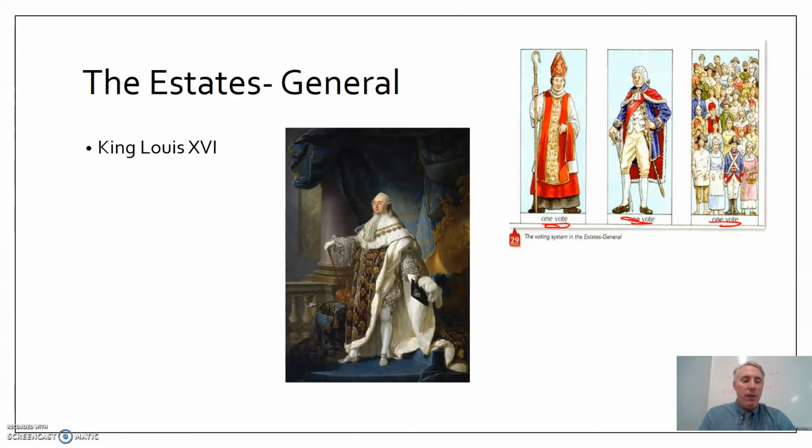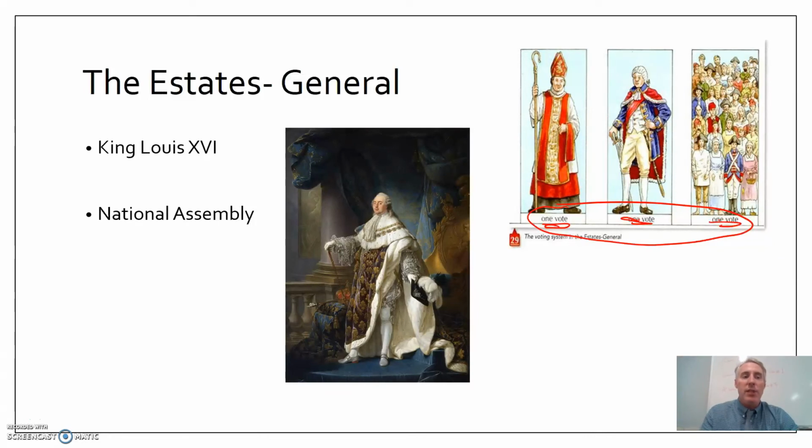Soon after the meeting, though, the third estate quickly found out that it was going to be on the short end of the stick. Why? Because of what you see up here. All right, you've got 1 and 2 versus 3. Even though they make up such a large part of the population, they're always going to be outvoted by the first and second estates. So frustrated, the third estate decides, you know what, we're going to go off and do our own thing. And they took a very drastic step of breaking away from the Estates General and forming their own organization called the National Assembly.